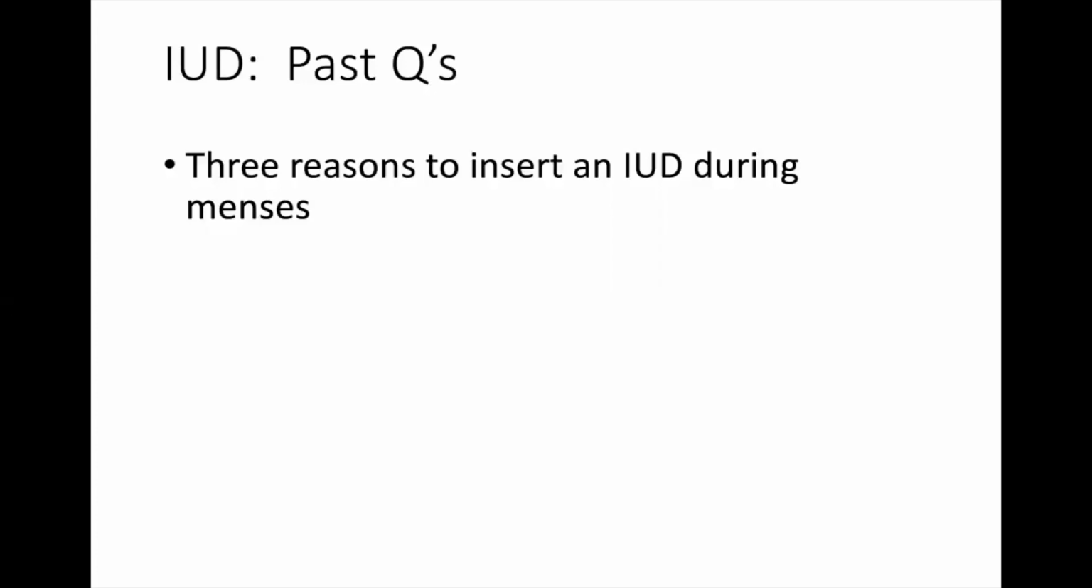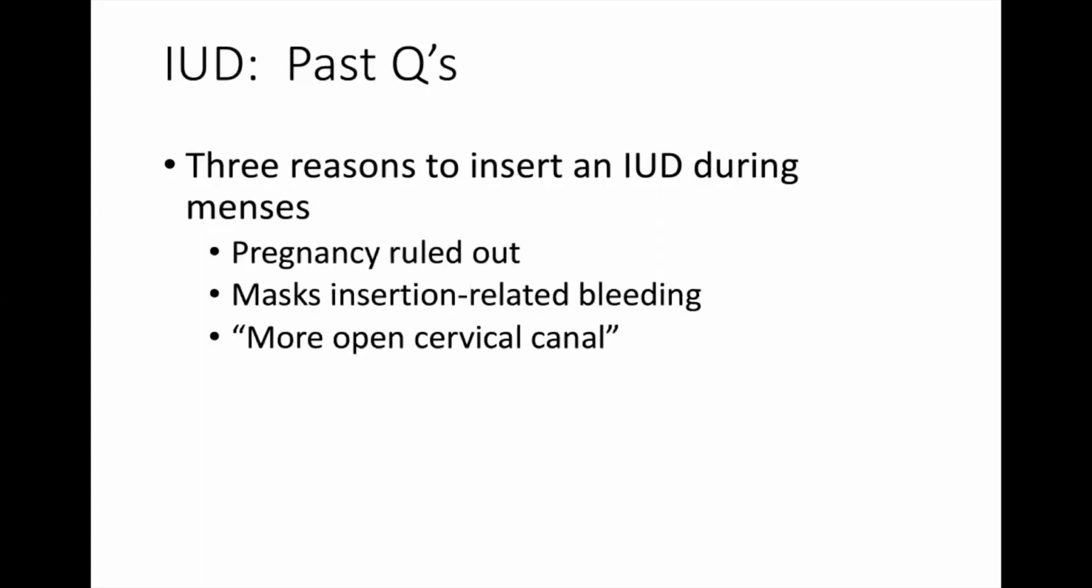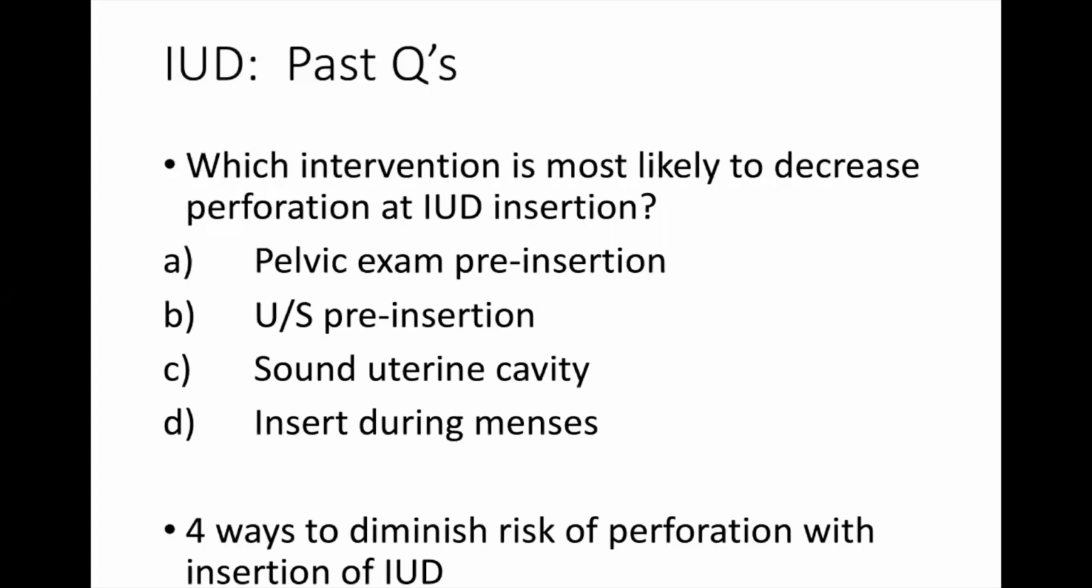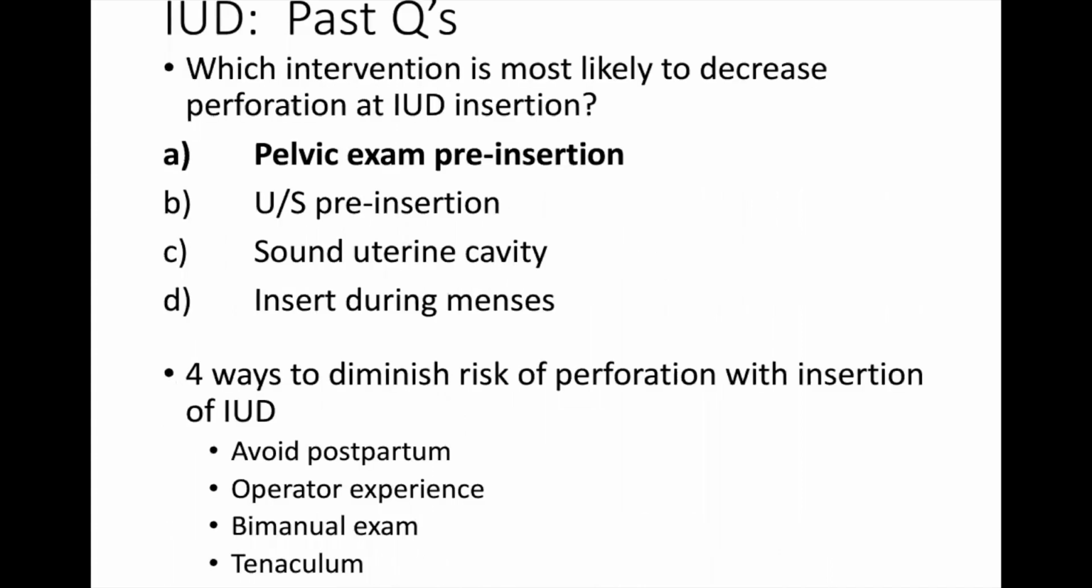List 3 reasons to insert the IUD during the menses. Pregnancy is ruled out, it masks insertion-related bleeding, and the cervical canal is more open. Which intervention is most likely to decrease perforation at IUD insertion: pelvic examination pre-insertion, ultrasound, sound the uterus, or insert during menses? So we have to do a pelvic examination prior to insertion just to see if you have a retroverted or anteverted uterus, what you are dealing with at the time of insertion. And 4 ways to diminish the risk of perforation with insertion of the IUD are listed down there.